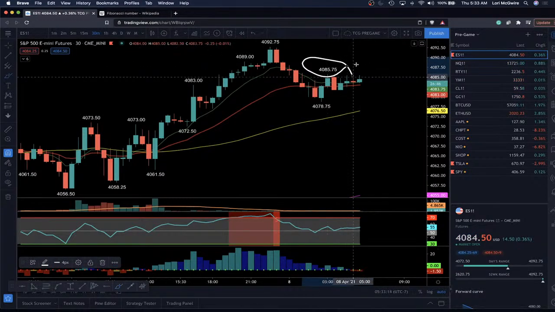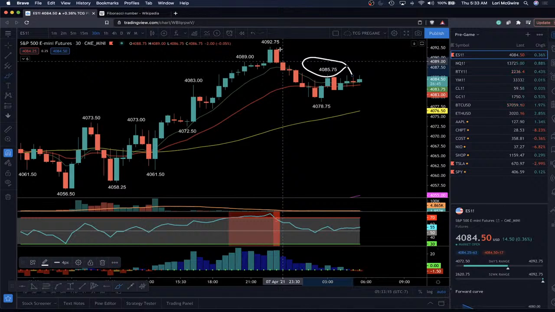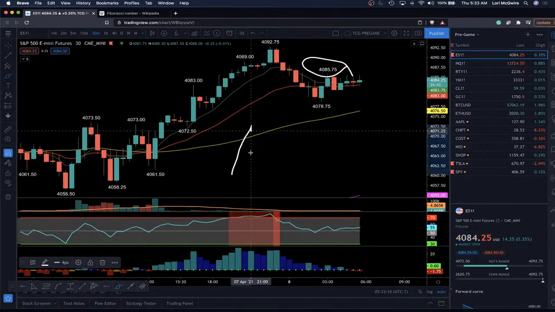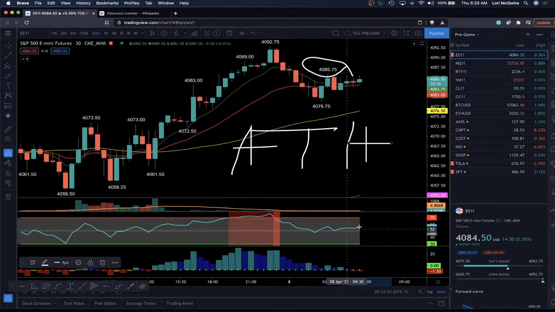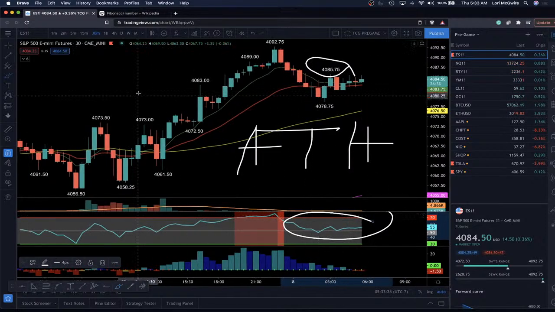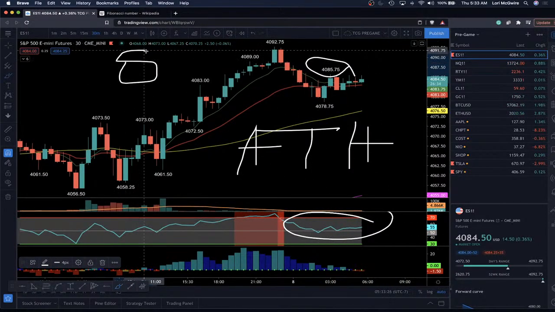408575 is our key resistance now on ES, then 409275. We are in all-time high territory on ES. So RSI doesn't matter as much because we don't have the bag holders overhead. We don't have the Louis Vuittons. We don't have the Chanels overhead. We don't have anyone ready to offload bags to us because there are no bags overhead on ES.